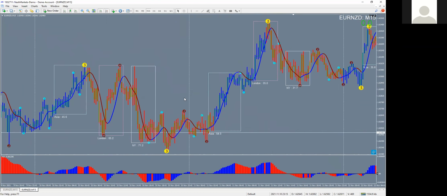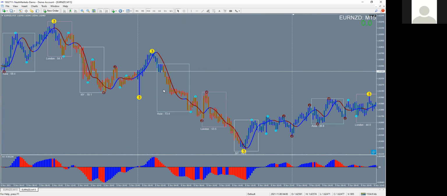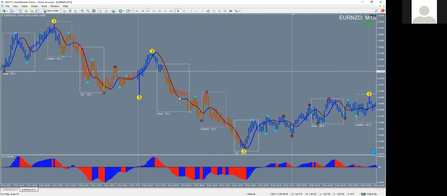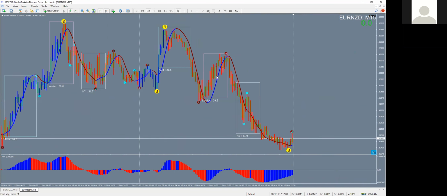If I go back to, I don't know where it was. I'm not going to even try to find it. But more than likely, right in here, I have an entry, and then my stop loss right up in here. And it would have been okay. But I'm not trying to reinvent anything.